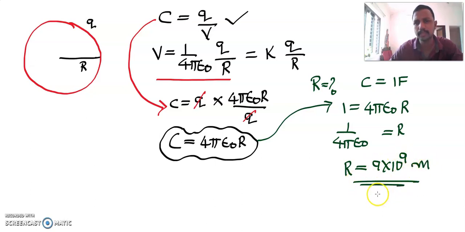9 into 10 raised to 9. Is it a small value or a large value? You could understand 9 into 10 raised to 9, it's a very large value. Therefore, practically speaking, if we have to make a capacitor with 1 farad, it should have an enormously large size. That is, it should have a very large radius.